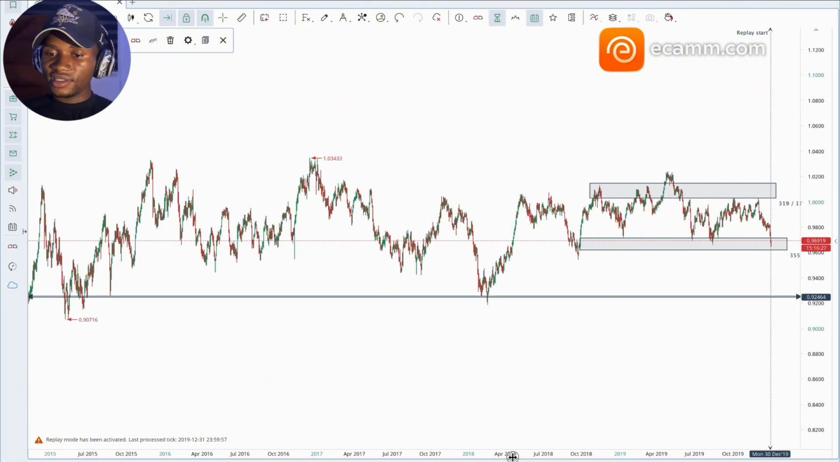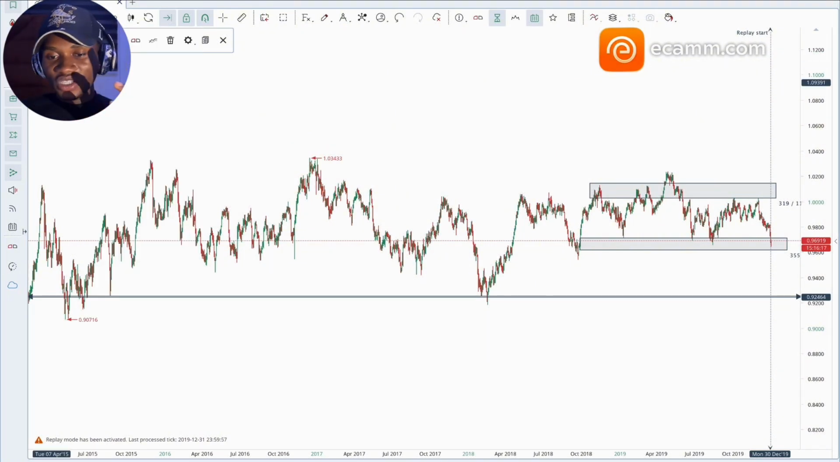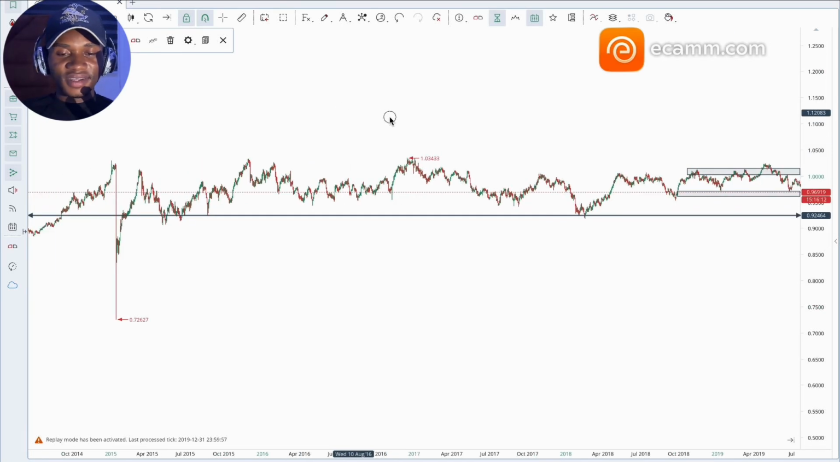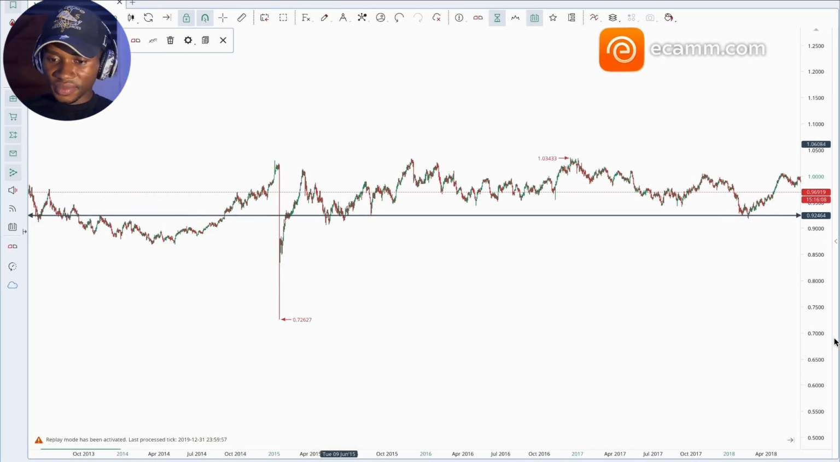Okay, looking like the daily is even worse. Like everything is just ranging to this point. What year is this? Jesus. Okay, this is 2020 basically. This market is crazy. It's just ranging and ranging.